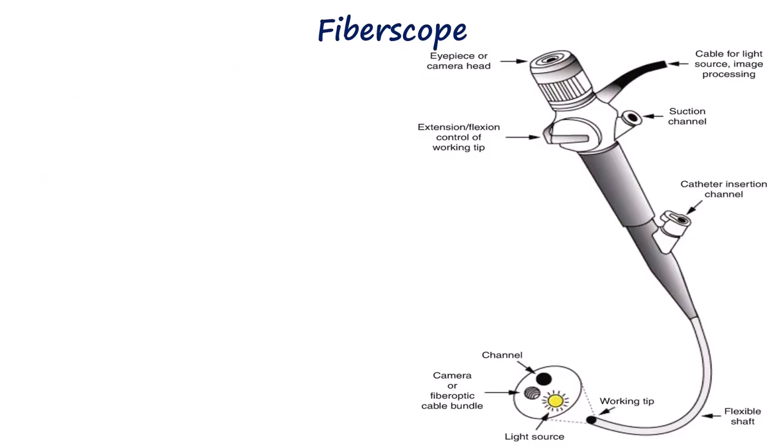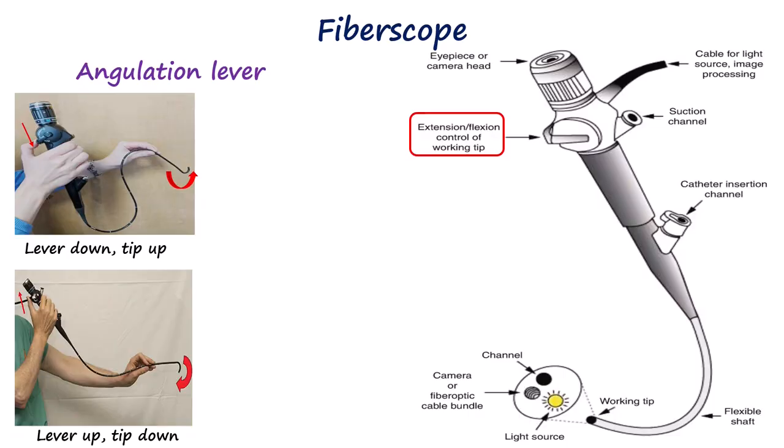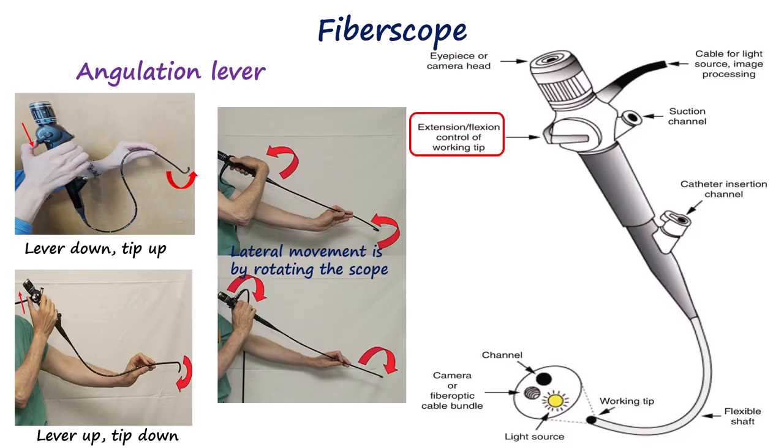Next, the angulation lever is located on the back of the handle and is operated with the thumb. When the lever is pushed down, the tip of the fibroscope bends upward, and when the lever is pulled up, the tip bends downward. This mechanism allows precise control of the tip, which is crucial for guiding the scope smoothly around the curves of the airway. It's important to note that the angulation lever only provides up and down movement of the tip. True side-to-side or lateral movement is achieved by rotating the entire scope by hand.